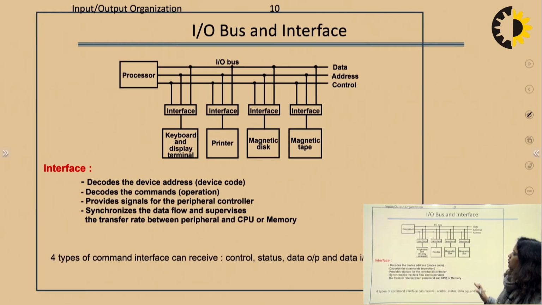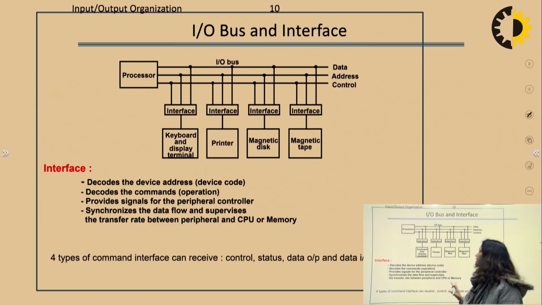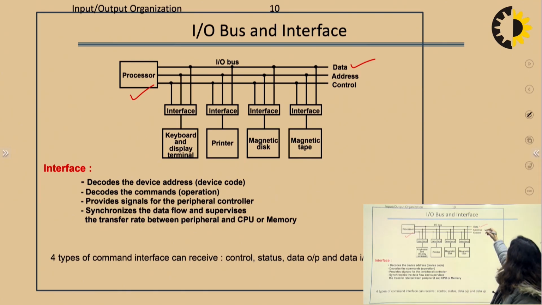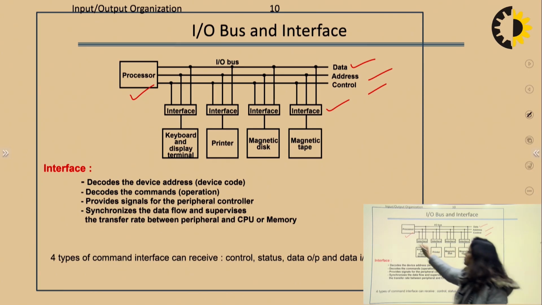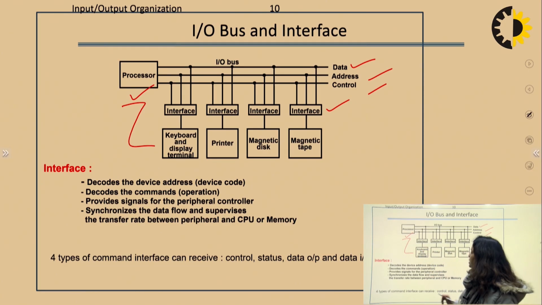Now let's have a look at this diagram. Here we can clearly see a processor, that is the CPU, the central processing unit, which is connected via three buses: the data bus, the address bus and the control bus. These connect the interfaces as an intermediate between the CPU and our input-output devices, like the keyboard, printer, magnetic disk and magnetic tape.